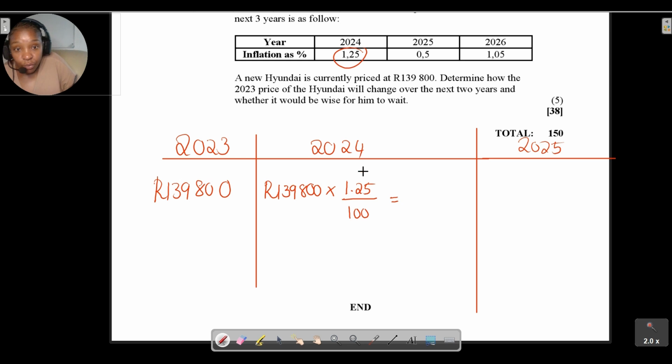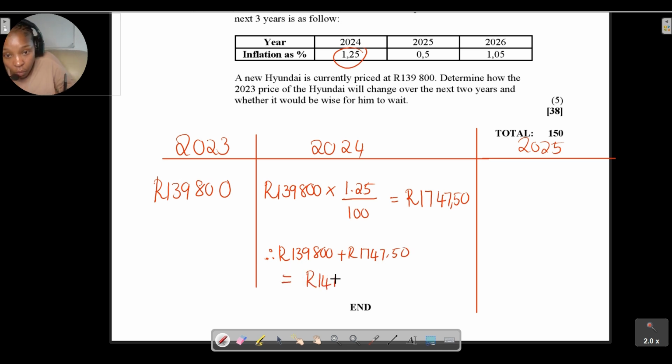That tells us that the price of this car in 2024 will increase by 1,747.50, meaning that the price of this Hyundai in 2024 will be 139,800 plus 1,747.50, which is 141,547.50. So that is how much this Hyundai will be in 2024. That's a lot, right?